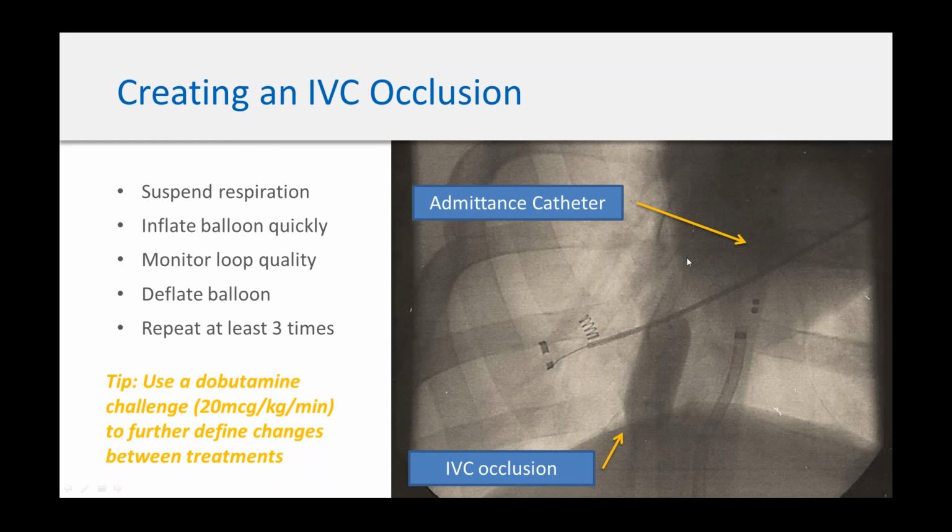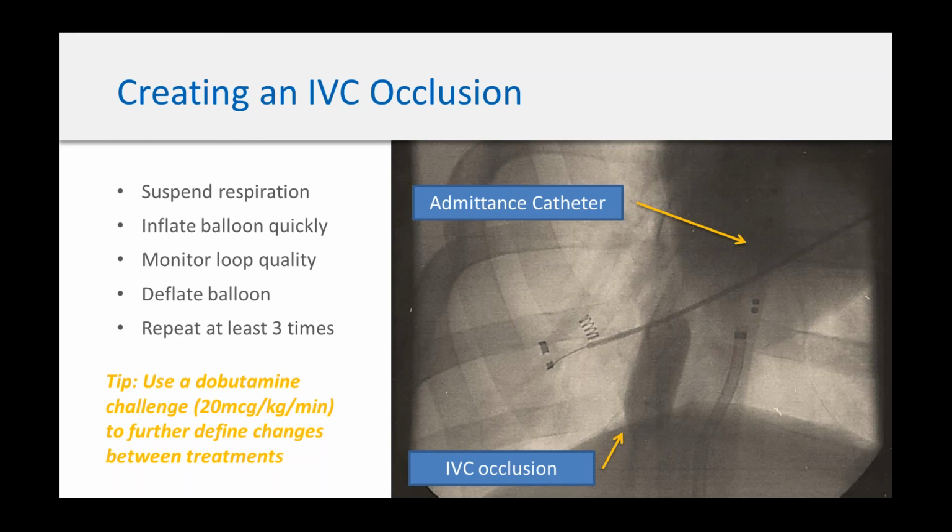The apex of the heart is here, and you can see how this catheter, this is a straight catheter with an over the wire. The wire has been pulled back here right into the apex of the heart. When we do our IVC occlusions, we suspend the respiration. We inflate the balloon as quickly as possible, and monitor the loop quality. During that, make sure that we're getting reductions in both pressure and volume.